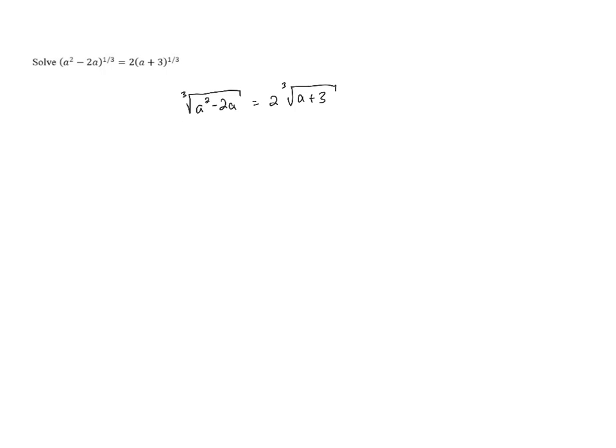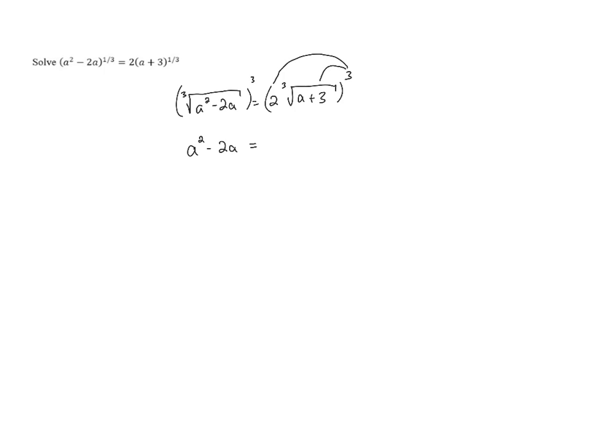Now, in solving this equation, we need to get rid of these cube roots, and we can do that by cubing both sides of the equation. On the left-hand side, when we cube the cube root, that gets rid of the radical, and we're left with a squared minus 2a.